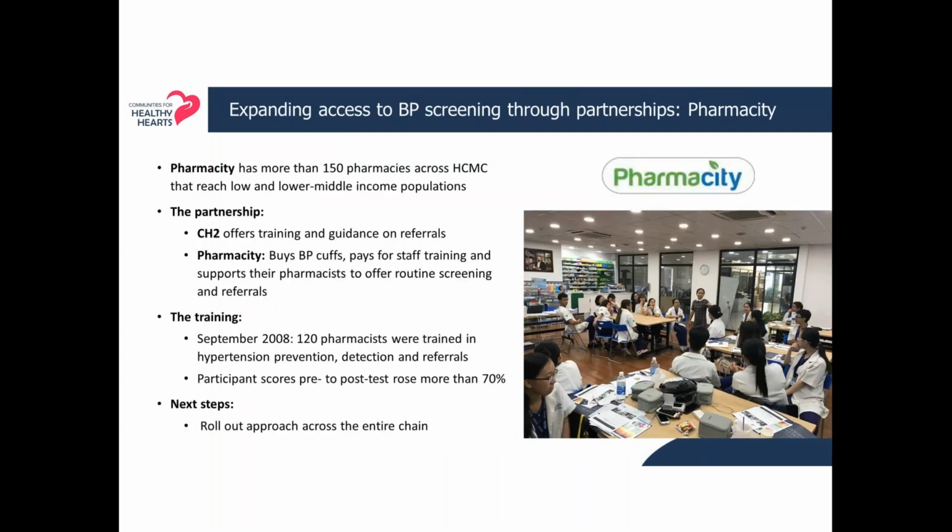So the next slide focuses on an interesting partnership with Pharmacity. As you recall, I mentioned some of the checkpoints that are offering blood pressure measurement are pharmacists. And so we've recently partnered with Pharmacity. It's a chain pharmacy across Ho Chi Minh City with 150 pharmacies, but soon we'll have 200 operating. They focus on reaching clients in low and lower middle income areas of the city.